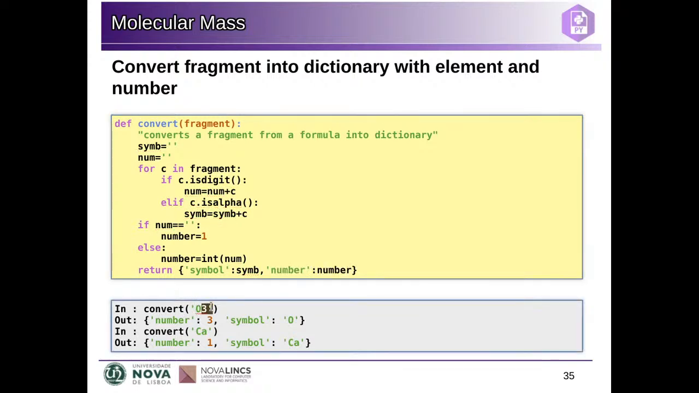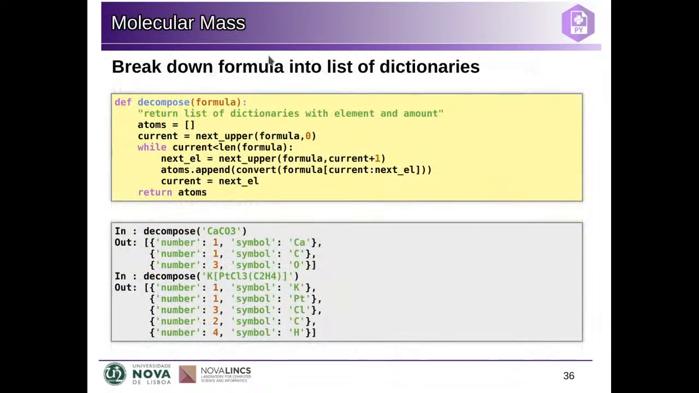So if we convert O3, we get a dictionary with number 3 symbol O. If we convert CA, we get a dictionary number 1 symbol CA. So this is very useful to understand what atoms we have and how many times, what elements we have and how many atoms of each element there are. So now we can decompose the formula.